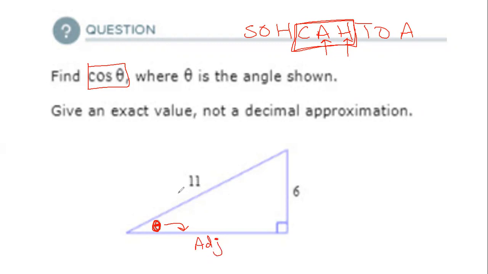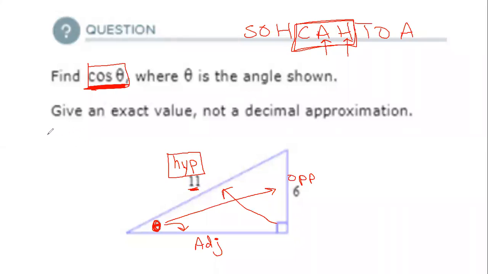Now, I can eliminate this side that's 11. I know that's not adjacent because the hypotenuse is always the longest side, the side across from the right angle. So I already know that's my hypotenuse. From there, I know that this side is adjacent, and that side is opposite. Now that I've labeled my three sides, I go back to the ratio they're asking me to find, which is cosine.